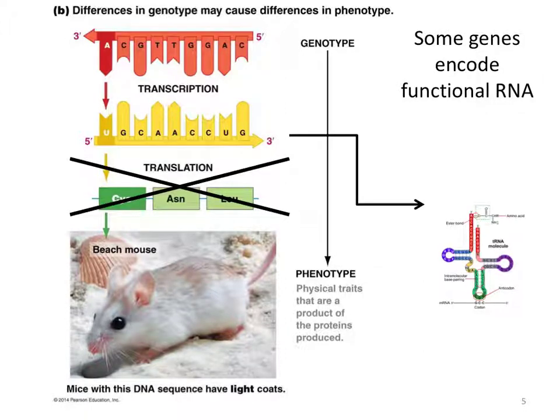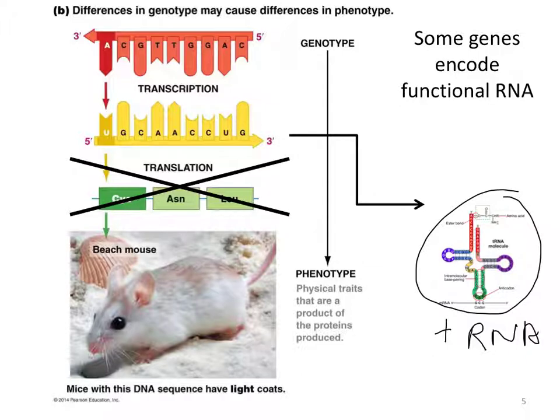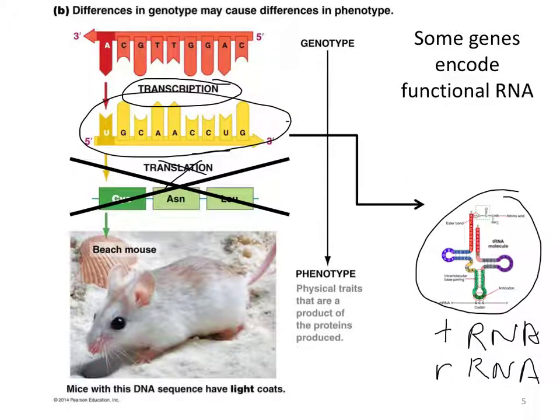I also want to point out that not all genes encode proteins. Okay? A lot of genes encode functional RNA. So functional RNA could be transfer RNA, as shown here, or it could be rRNA, which makes up part of the ribosome. So those structures have genes that encode them. Those genes are transcribed, but then they are not translated. Instead, we have the result of RNA. That RNA assumes some secondary structure.